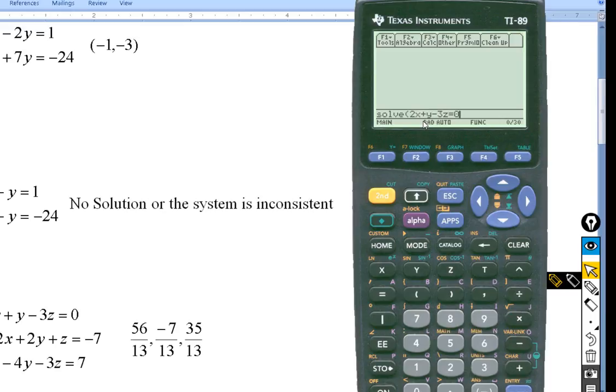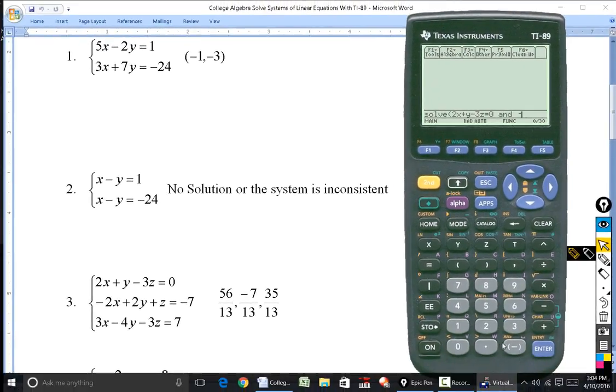Okay, so the next thing, again, we need an and. So hit the second key, then number 5. We're accessing the math menu, so hit 8. Okay, we want the word and, hit 8 again. There it is. Now we enter the next equation. So negative 2x plus 2y plus z is equal to negative 7.